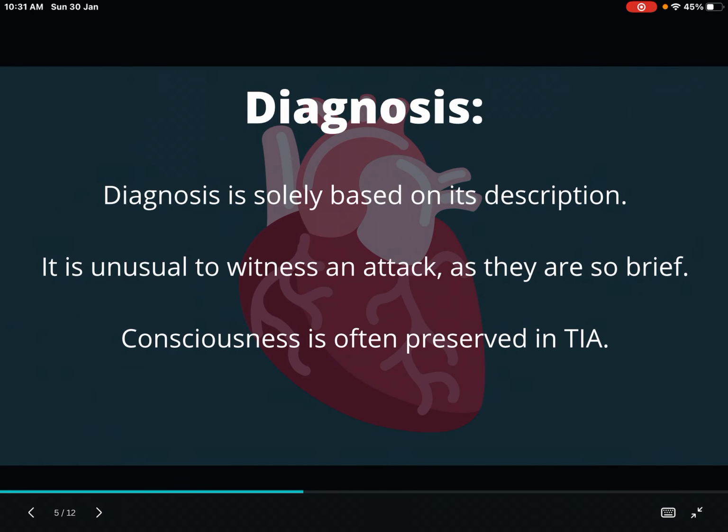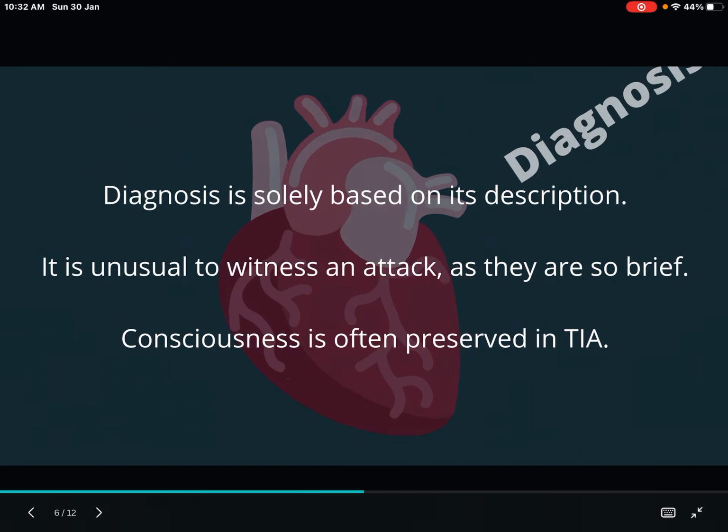So now let's see the diagnosis part. The diagnosis is solely based on its description, and it is unusual to witness an attack as they are so brief, because in the OPDs we can't witness an attack, because by the time they come to the hospital the attack will be over. So what the patient is telling, I was not able to see anything, suddenly I felt unconscious. Through these description features only we can make the diagnosis. And consciousness is often preserved in transient ischemic attacks.